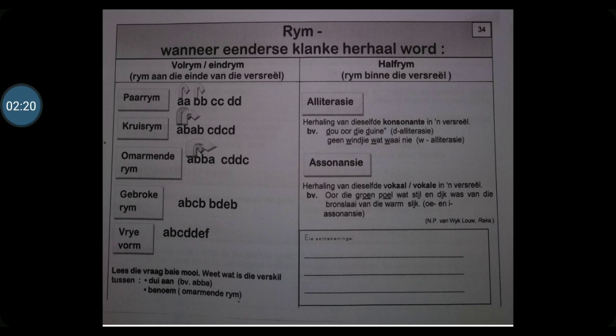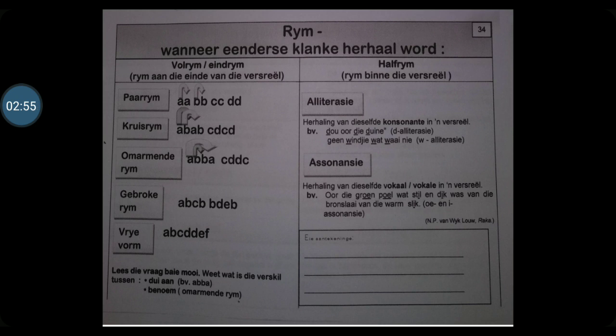Assonansie is wanneer die vokale herhaal, okay, or the vowels repeat. So for example, this is usually in a word, not always, but usually because we usually find vowels inside of words. Okay, so for example, oor die groen poel. The first part, the oo, O-E sound in both of the words is repeated. Then the next, stil en dik was. So the I in the words stil en dik is the vowel that is repeated.